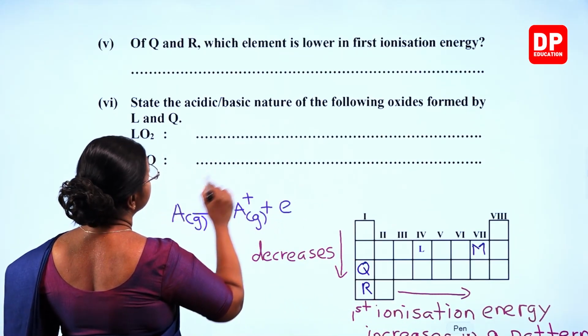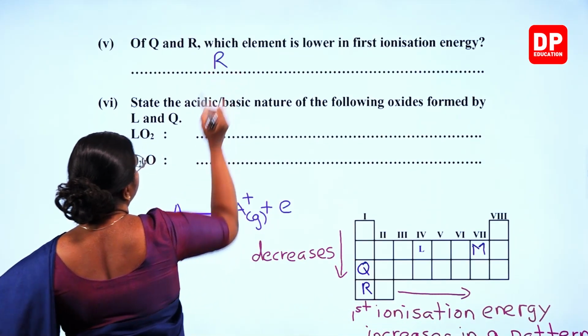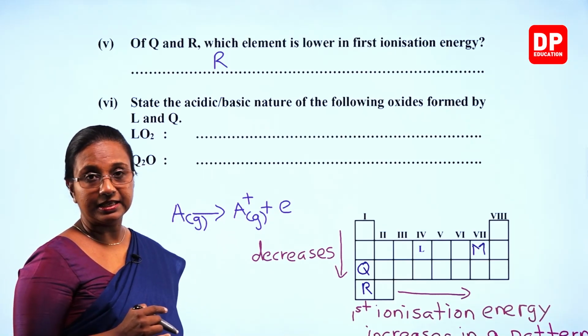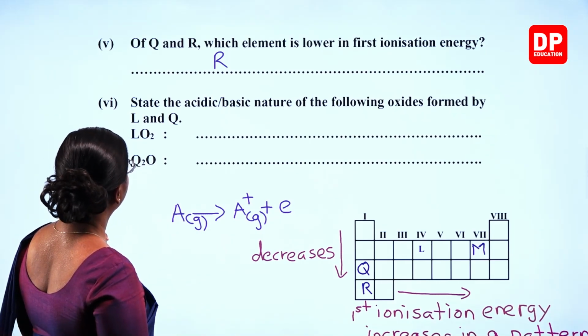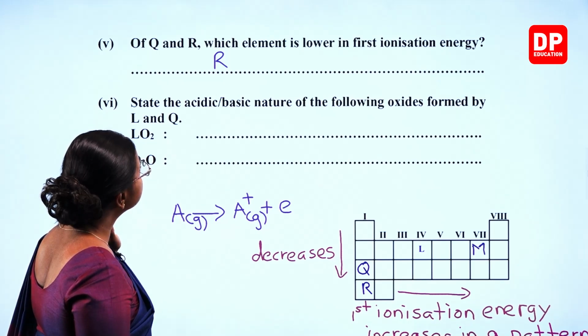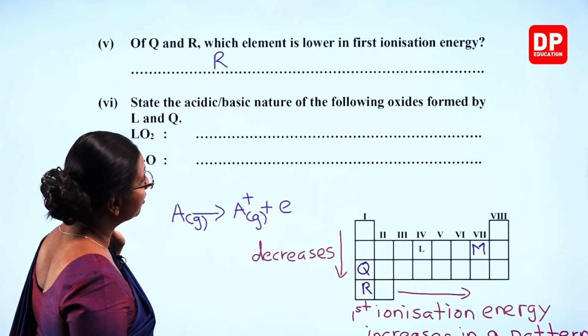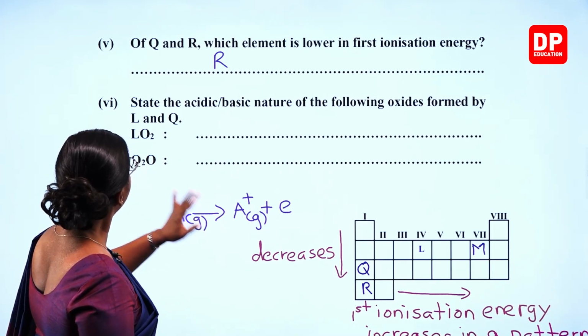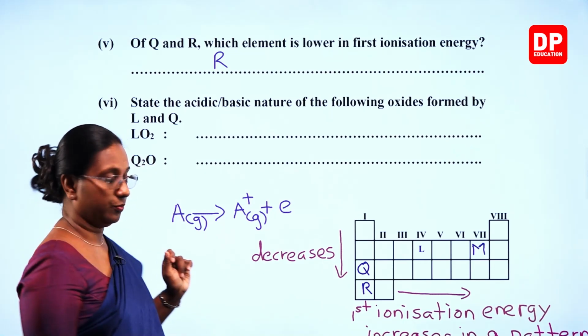Lowest first ionization energy is R. Is that clear? Then the fourth one. State the acidic basic nature of the following oxides formed by L and Q.